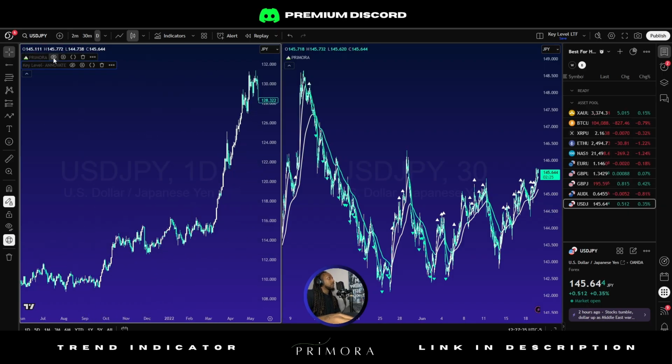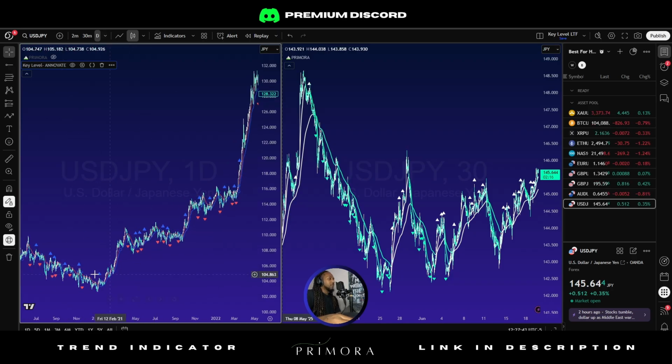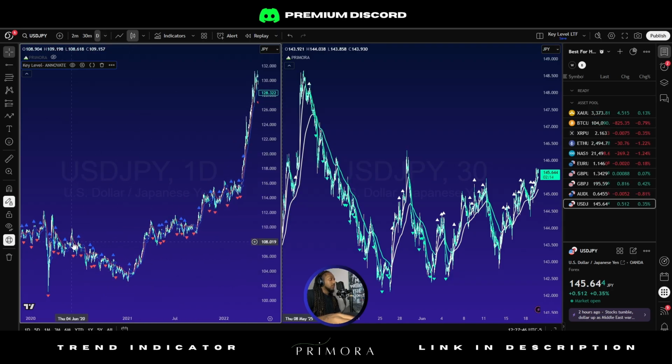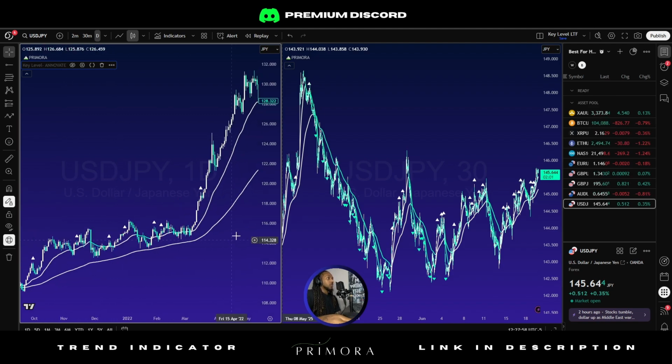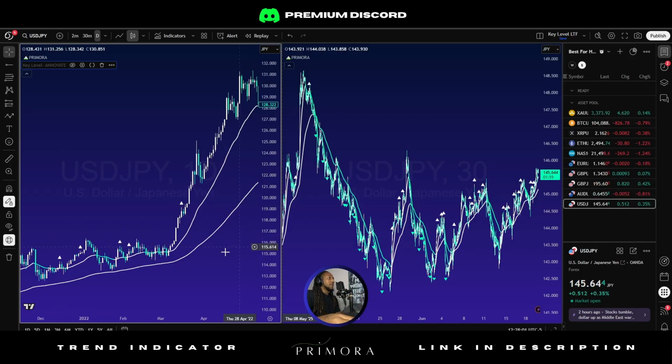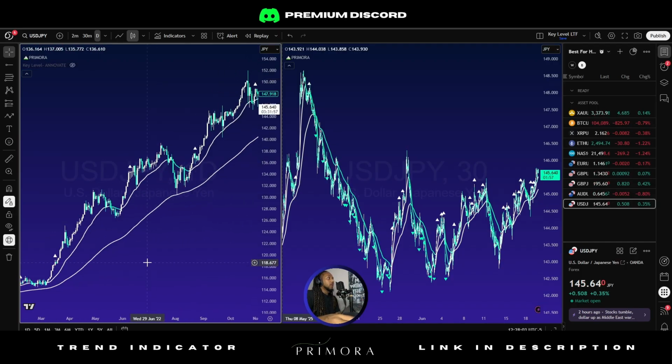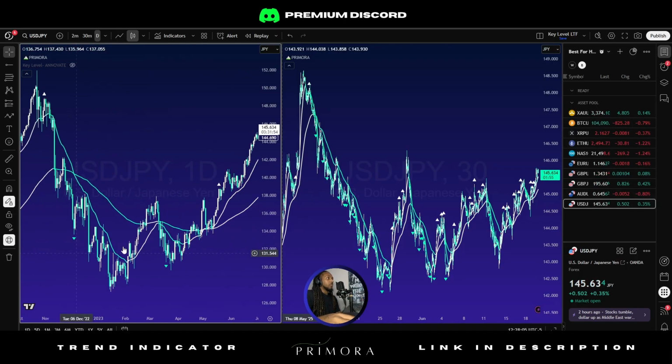Primora and Annovate are very similar in terms of where they would give me the plots, but Annovate just gave me a lot more signals. As you can see, in this downside right here, I'm still getting bullish signals, so that means I would have been buying. Let me see Primora. Yeah, Primora doesn't give me any bullish signals at all. So I know that I wouldn't be bullish here, you know? Those are the small intricacies that make this indicator way better than most of anything you've probably witnessed in your life.